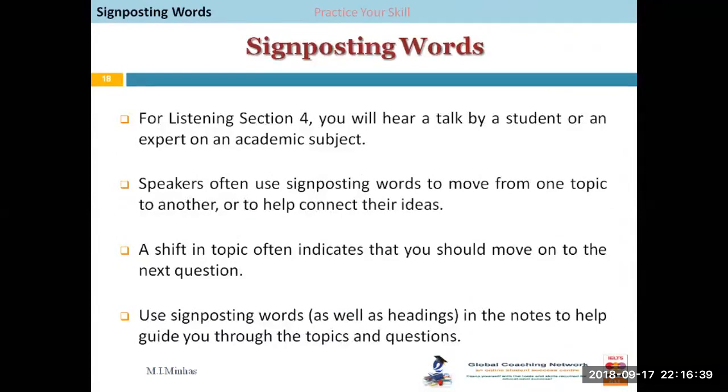Signposting words. What do we mean by signposting? Signposting is like there are some marks written on the road, and they tell you, okay, go here, go there. Like on websites, again, there are some signposting words that tell you next, previous, and so on. So there are some signposting words as well. They tell you the direction of the talk, actually.